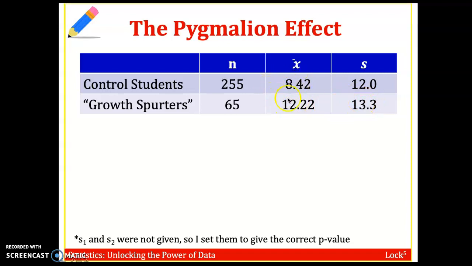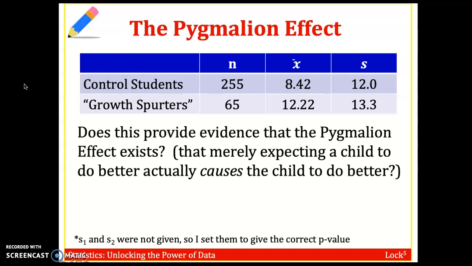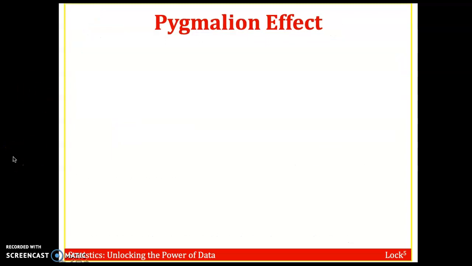So notice these growth spurters had an increase, a larger growth of IQ over the year. The question is, though, is this big enough considering the standard error, standard deviations, and sample size? Can we generalize this to all students, all people? All right, so does this provide evidence that the Pygmalion effect exists, that expecting a child to do better actually causes the child to do better?